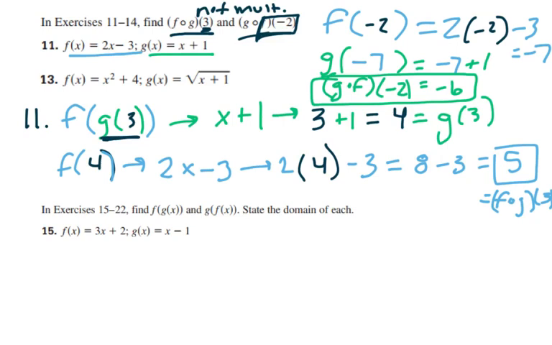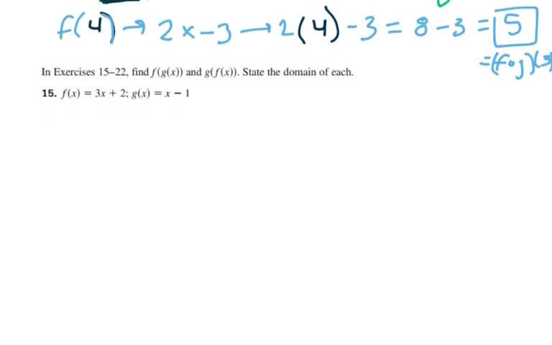Okay, so the next piece is number 15. We're supposed to find, again, the composite, but this is just our functions and not evaluated at a number, so this will only simplify versus become a digit or a constant. So they want you to find f of g of x. So if we give ourselves some color, we've got f of g of x.